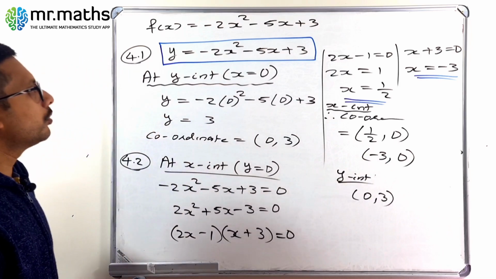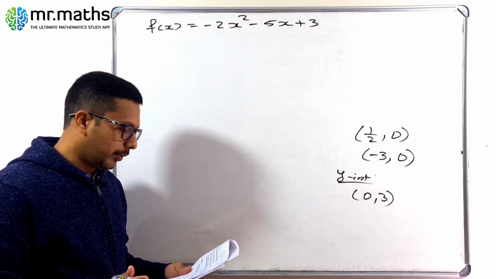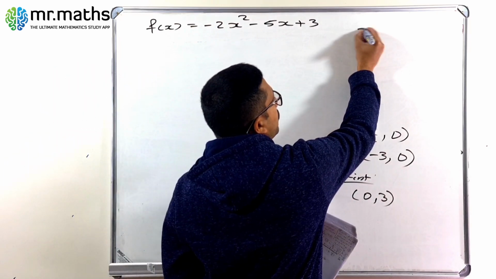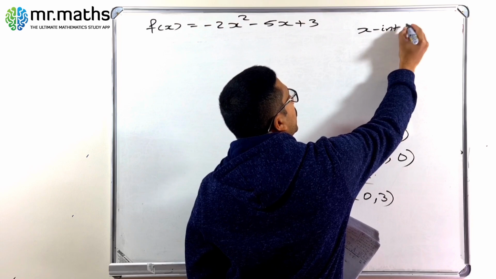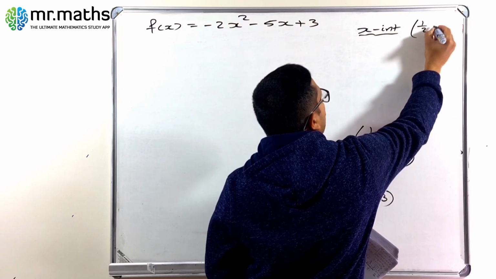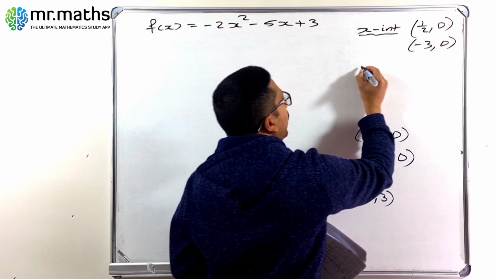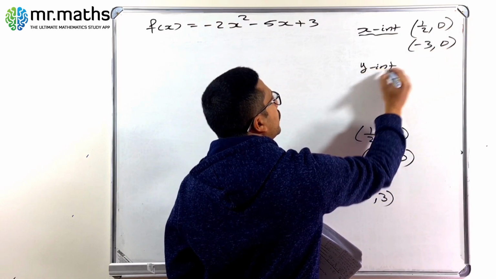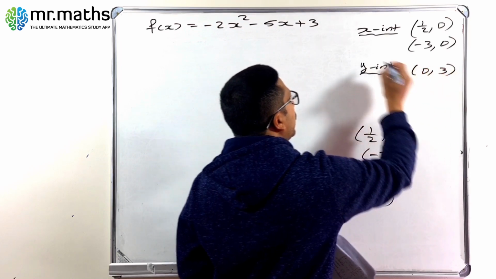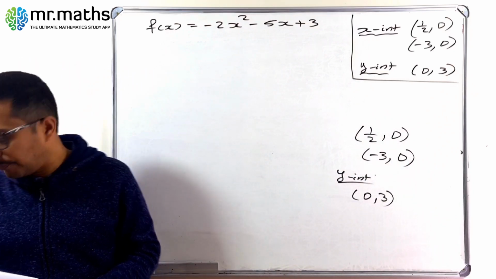Now let's go to question number 4.3. Before I go to question number 4.3, let me write this one once more here. What are the x-intercepts we got? 1/2, 0 and minus 3, 0. And the y-intercept, what did we get? 0, 3. Let's leave it there. We want that one to draw the graph.